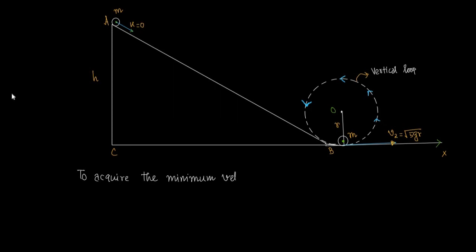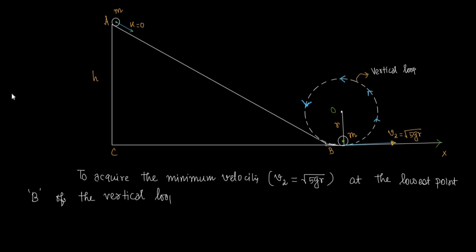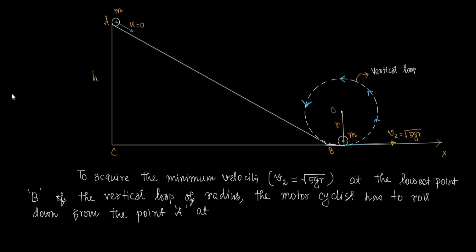To acquire the minimum velocity v2 equal to root over 5gr at the lowest point B of the vertical loop, or globe, of radius r, the motorcyclist has to roll down from the highest point A of the inclined plane at the vertical height h.